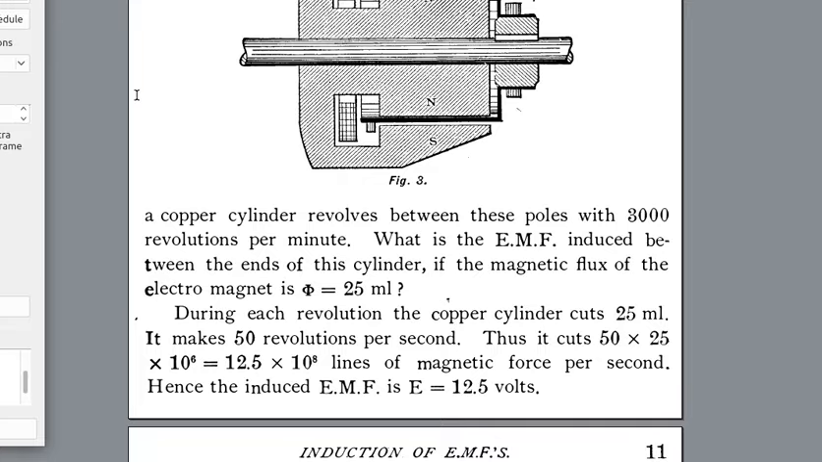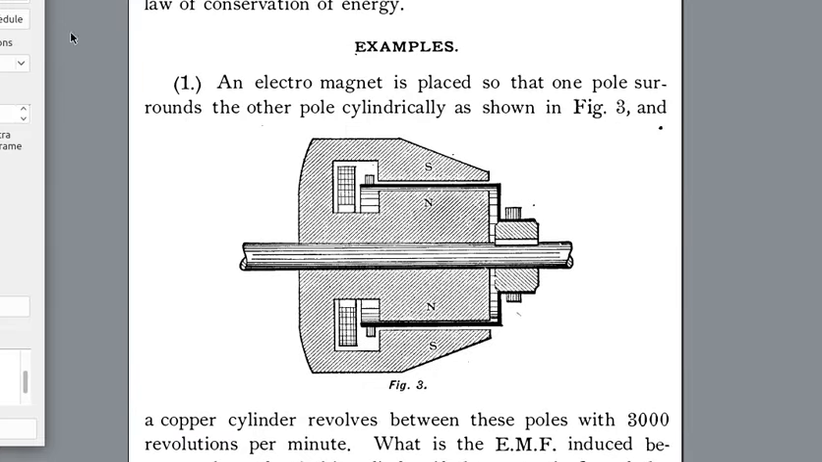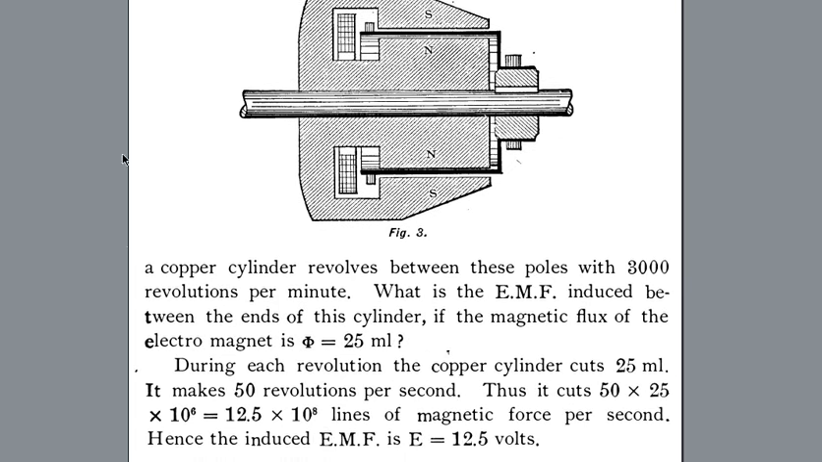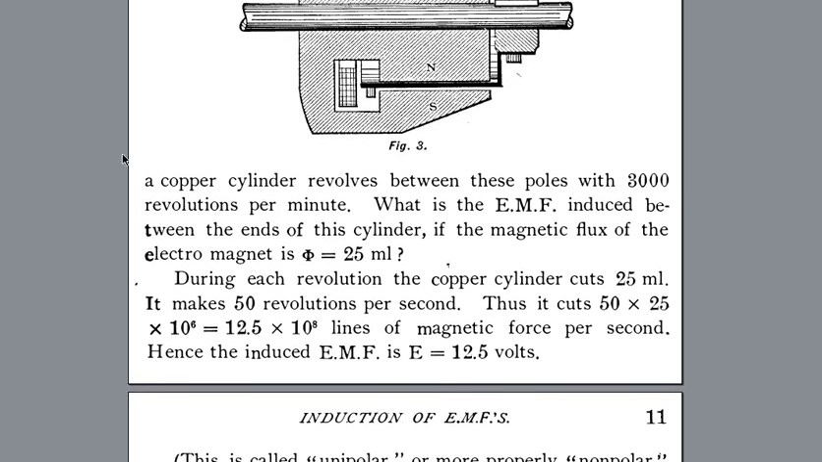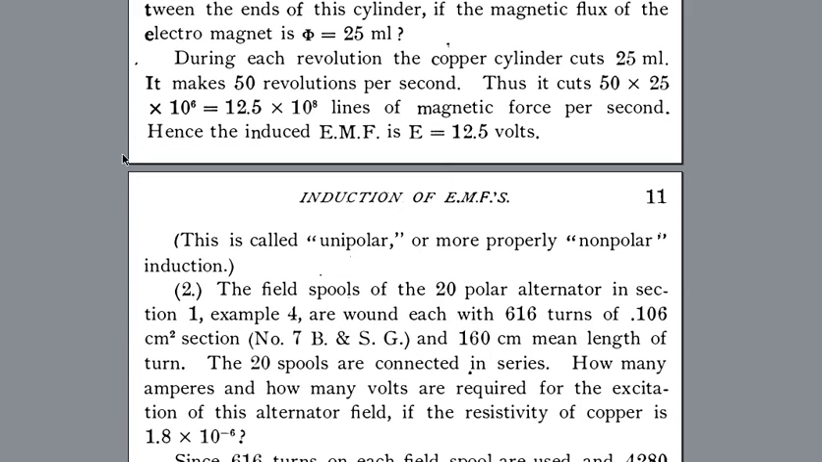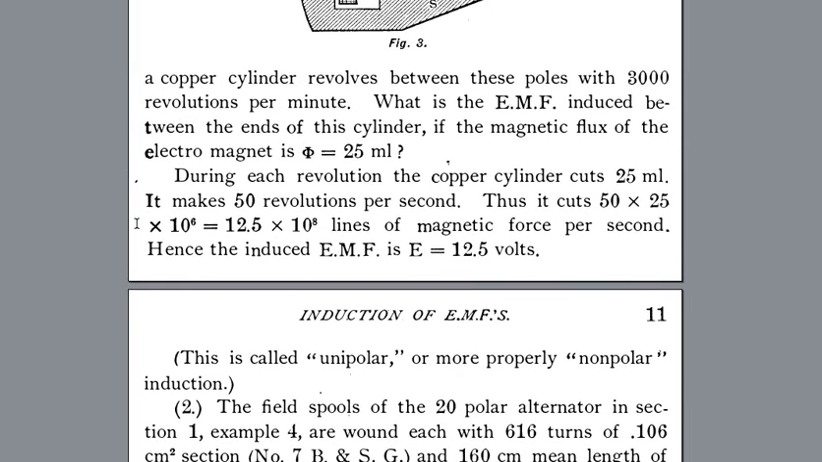One, an electromagnet is placed so that one pole surrounds the other pole cylindrically, as shown in Figure 3. A copper cylinder revolves between these poles at 3,000 revolutions per minute. What is the EMF induced between the ends of this cylinder if the magnetic flux of the electromagnet is phi equals 25 megalines? During each revolution, the copper cylinder cuts 25 megalines. At 50 revolutions per second, the cylinder cuts 50 times 25, which equals 1,250 megalines per second. Thus, the induced EMF is E equals 1,250 volts.